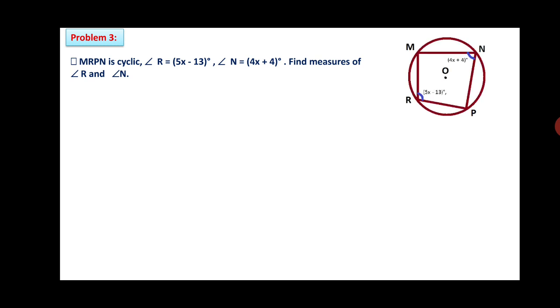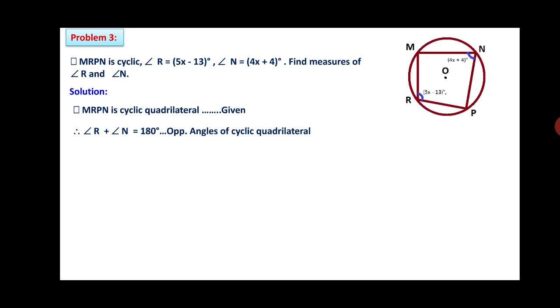Now we start with the third one. Quadrilateral MRPN is a cyclic one. Here angle R is into bracket 5x minus 13 degrees, bracket complete. Angle N is equal to into bracket 4x plus 4 bracket complete degrees. Find the measure of angle R and measurement of angle N. So friends, here quadrilateral MRPN is a cyclic one. It is given. Therefore, we know that opposite angles of a cyclic quadrilateral are supplementary.